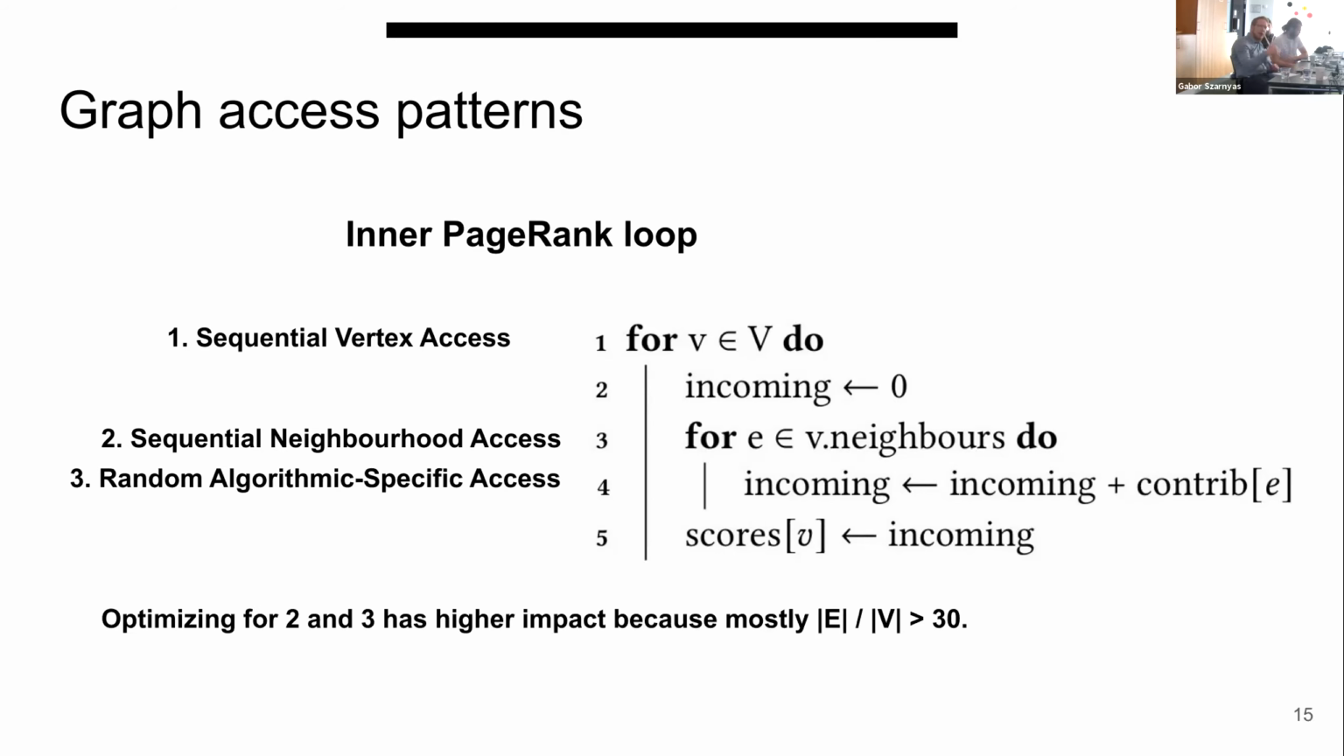Now the intuition behind our work is that optimizing for 2 and 3 has a higher impact because we have many more edges than vertices in the graph. That's also what we will see in the evaluation later on, that this is actually a good intuition. So what I tell you next is a really simple design to optimize for 2 and 3.